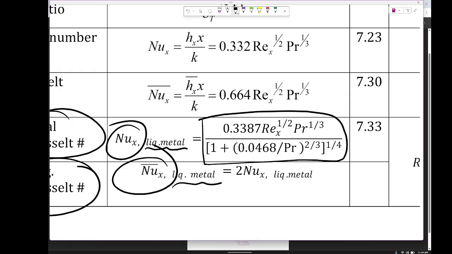Why? Can anybody tell? You have a little bit of laminar here, so you have a mixed layer. That's why they call it a mixed layer, where you have laminar and turbulent, when you're trying to find the average h or average Nusselt number. But if you're trying to find the local h or local Nusselt number here, you don't care what is happening there. Then you can use the turbulent equation from that point. Does everybody understand that? Now let's focus on the equation.